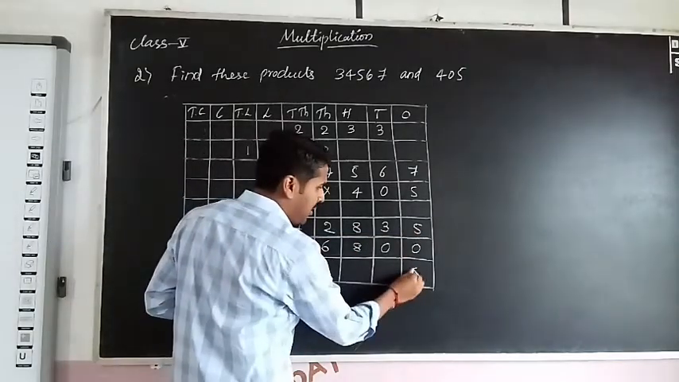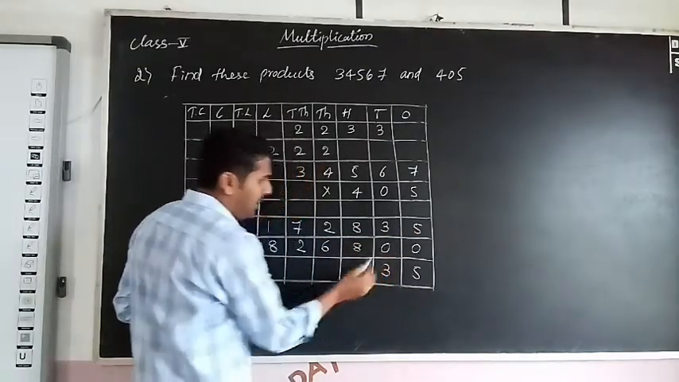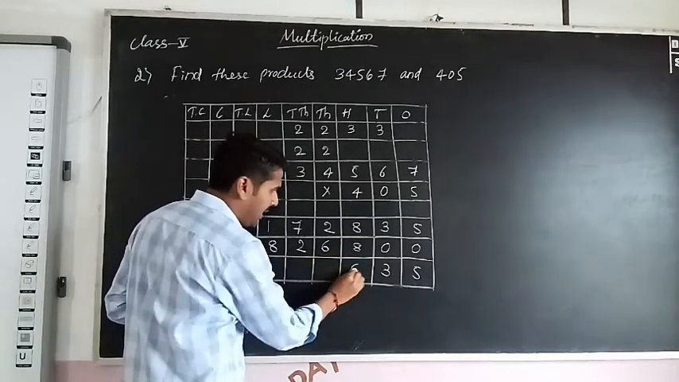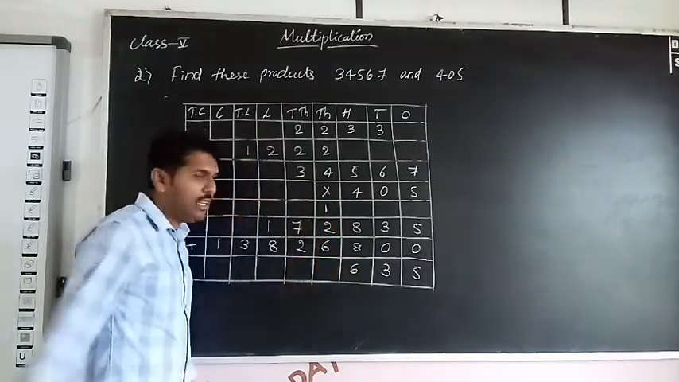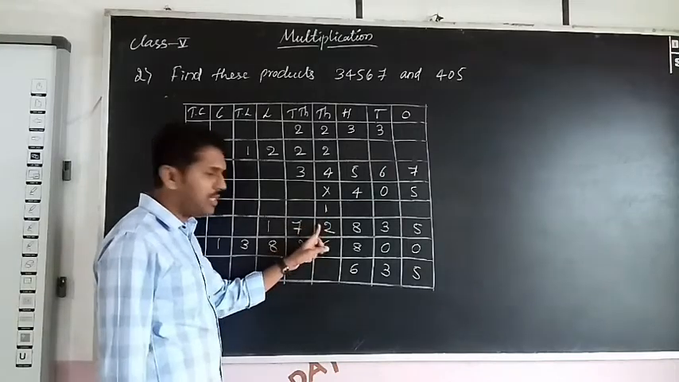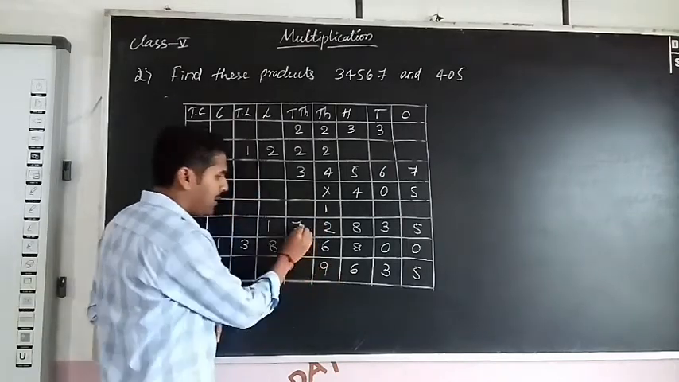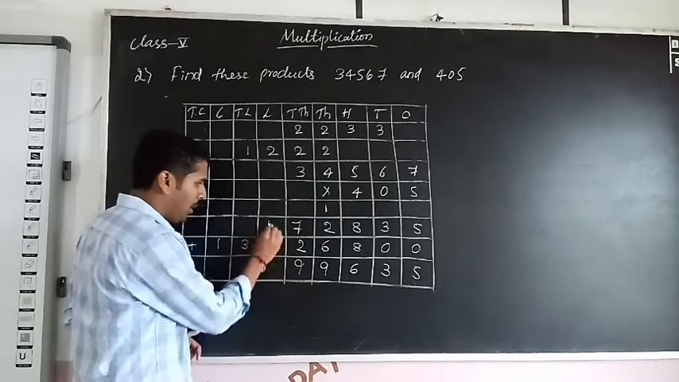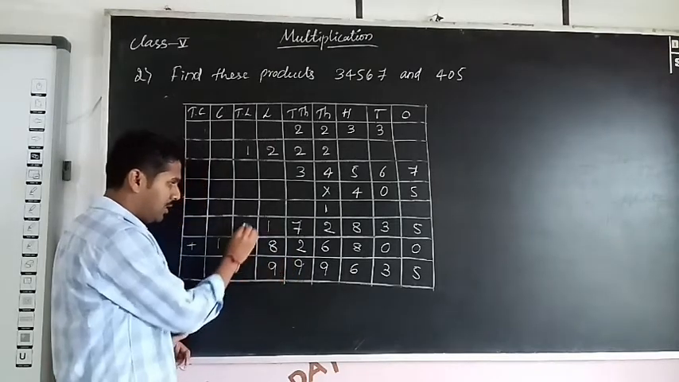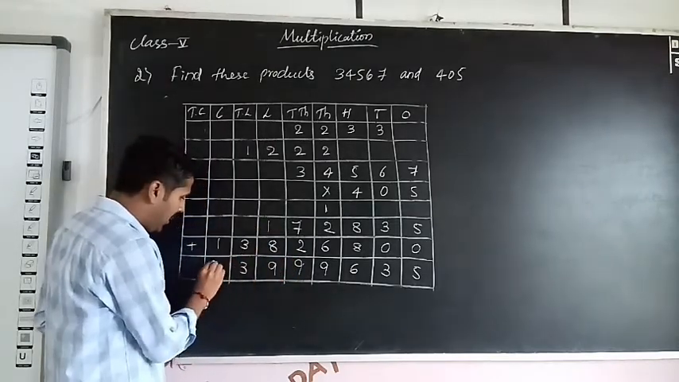5 plus 0 is 5. 3 plus 0 is 3. 8 plus 8 is 16, 1 carry. 1 carry, 5, 1 plus 2 is 3. 3 plus 6 is 9. 7 plus 2 is 9. 1 plus 8 is 9. 0 plus 3 is 3, and the remaining number is 1.